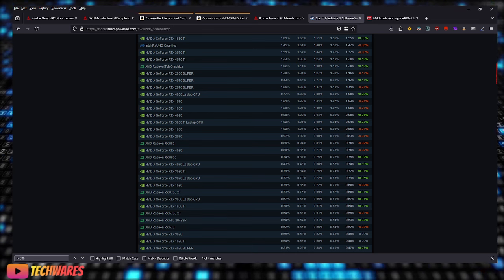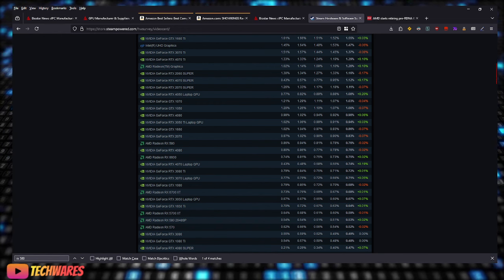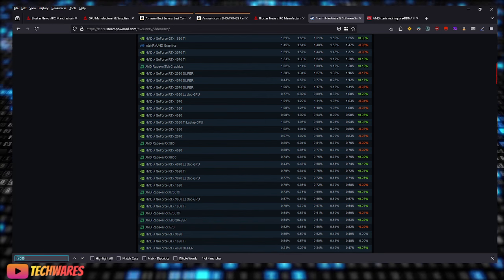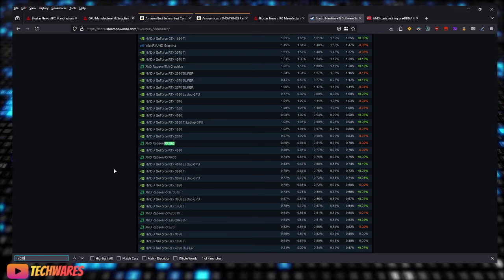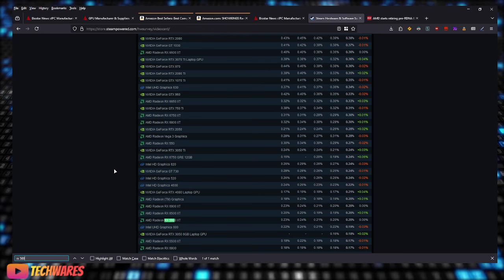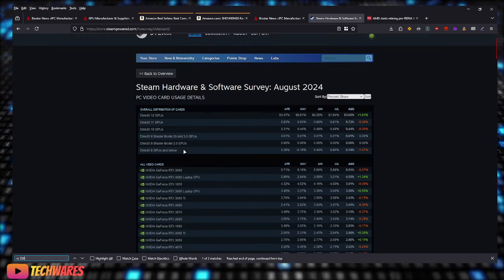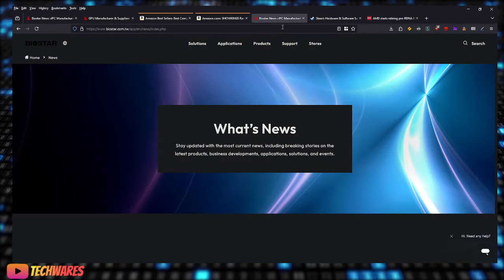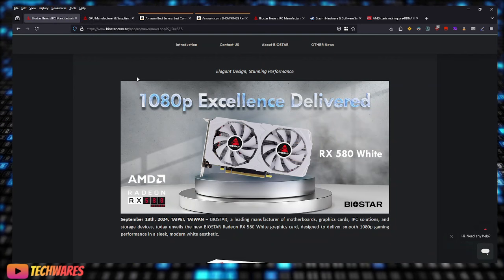So as you can see, even the RX 570 is up there. Here's the RX 580 of 2048 SP. So let me see. RX 480 up there. So 580 is up there, 570 is up there, 550 is up there as well. So as you can see, AMD's Polaris GPUs are on the Steam hardware survey. Many Steam gamers have them. So Biostar is seeing an opportunity to release a GPU that people are buying at pretty budget-friendly prices.